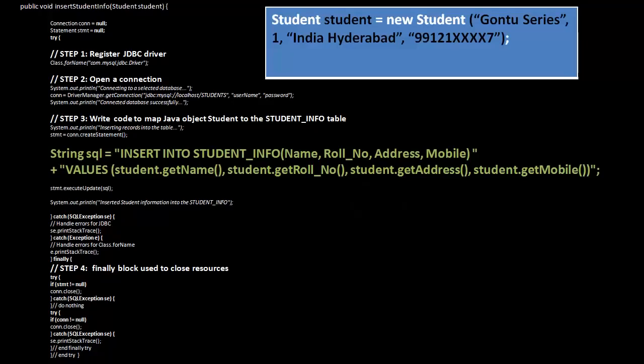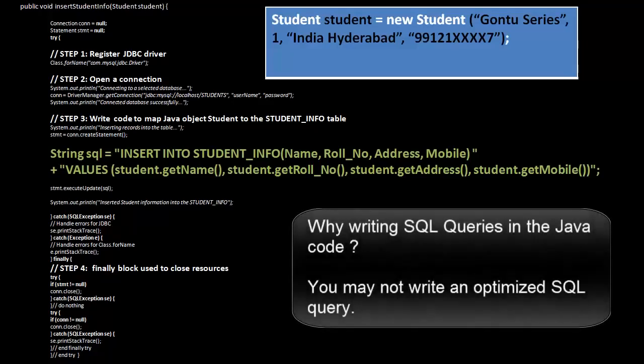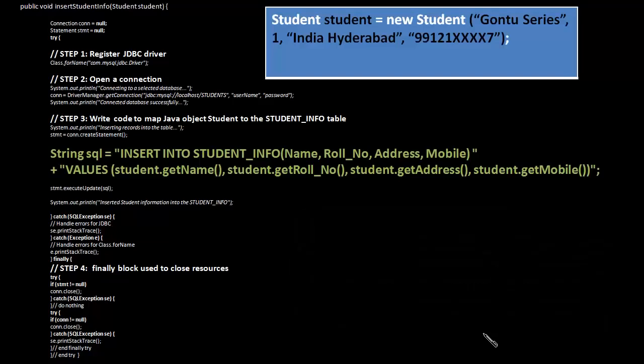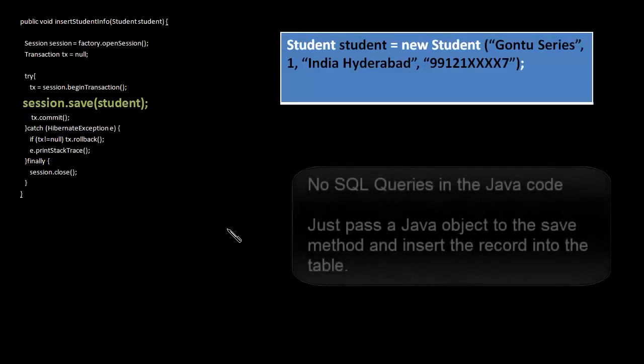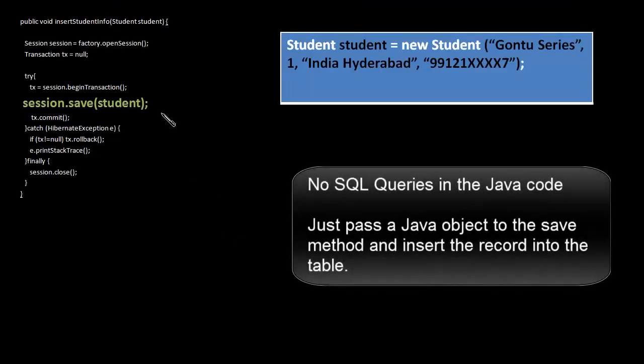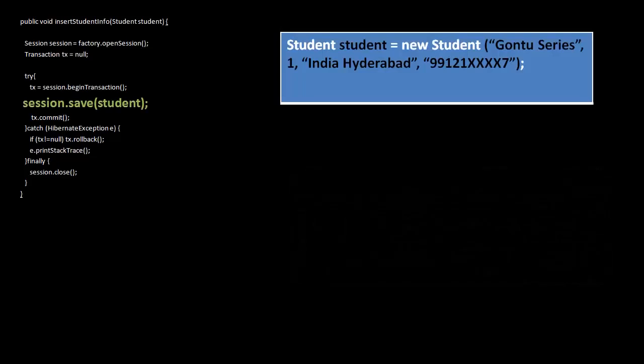Hibernate says, as a Java programmer, why are you writing the SQL queries in the Java application? Just leave that job to me. Just pass the Java object which you want to store or persist, and implicitly I will generate an optimized query and store the data into the table. So if you are using Hibernate, the same code would look like this. Isn't it great? You are relieved from writing the SQL queries in your Java application and have reduced almost 80% of the number of lines of code, which means better code readability.